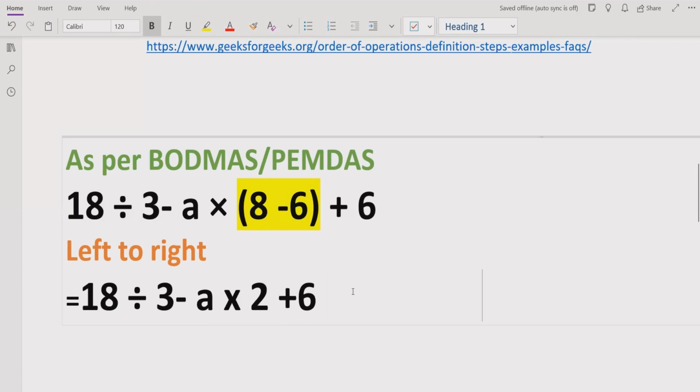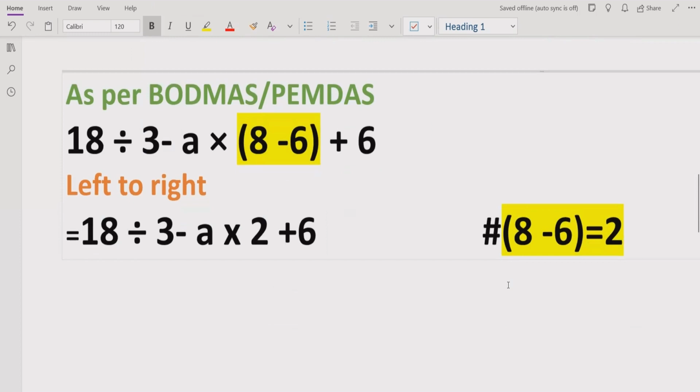Now we will give the reference here, showing which part we solved first. Now we will move forward again, left to right. One more thing: for brackets, you don't go left to right. You just check where the bracket or parenthesis is, and you solve that part first.